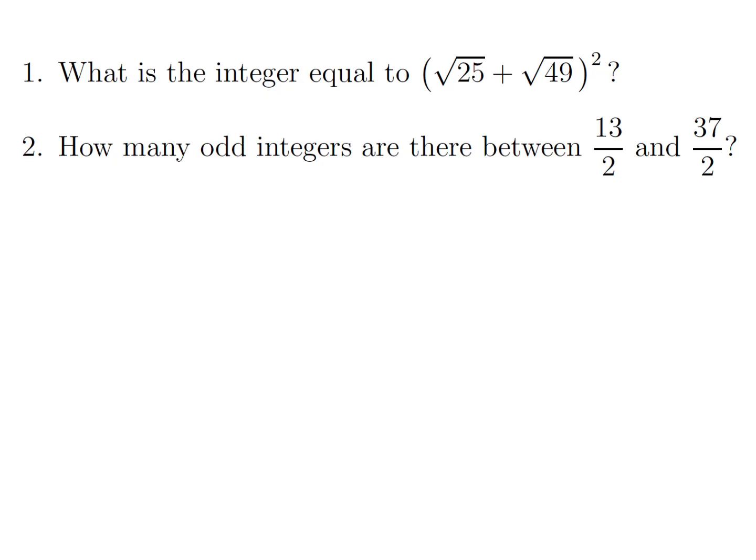What is the integer equal to root 25 plus root 49, all squared? Root 25 is 5, root 49 is 7, all squared. That is 12 squared, and 12 squared is 144.